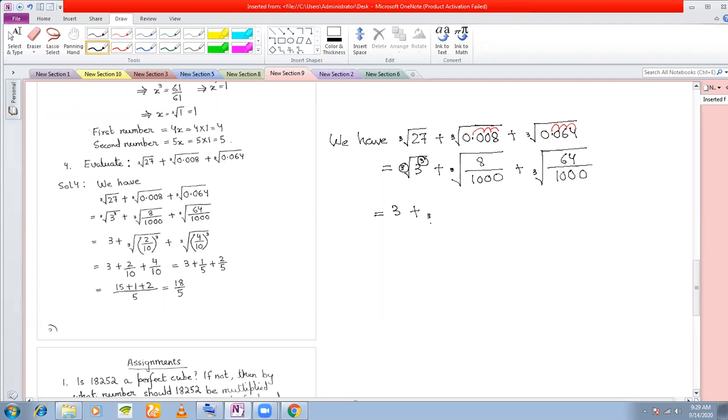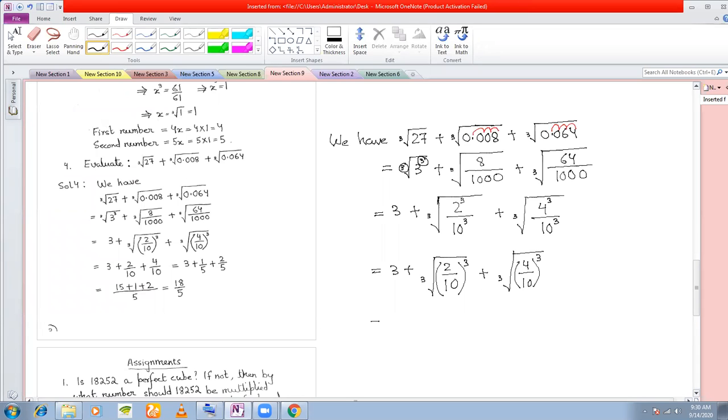You can write this as cube root of 2 cube. 8 is 2 cube and 1000 you know is 10 cube, plus again cube root of 64, you know 4 cube is 64, and 1000 is 10 cube. So 3 plus cube root of this fraction entirely, you can write it as the power of 3 because both numerator and denominator are the power of 3. You can write this as 2 by 10 whole cube. And this, you can write as 4 by 10 whole cube.